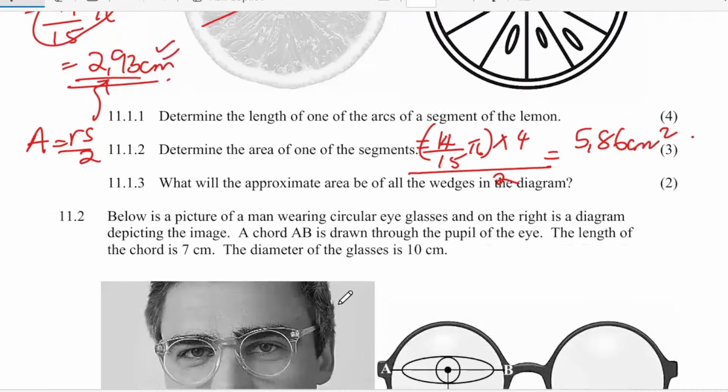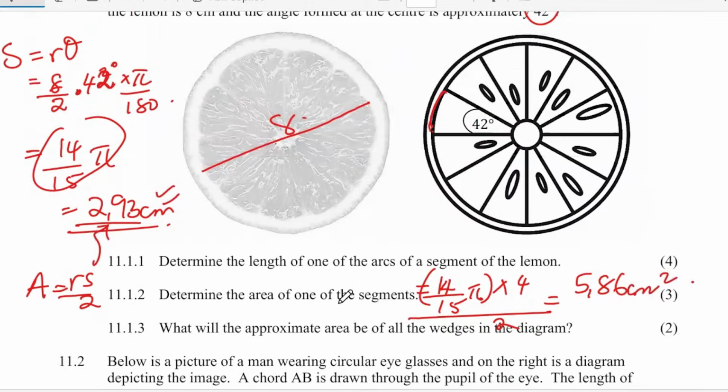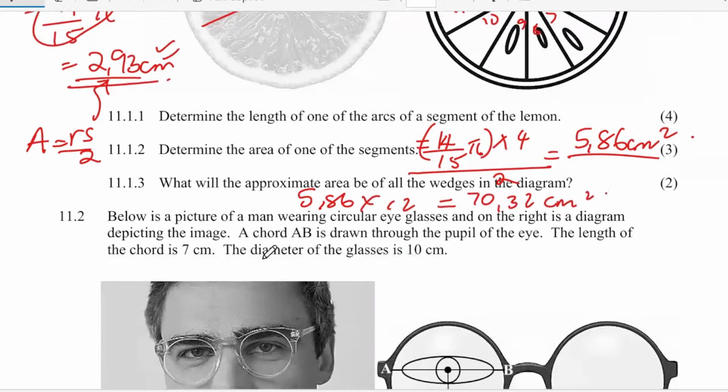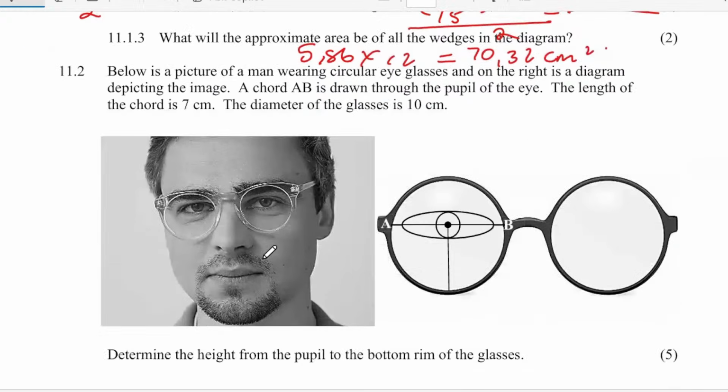And then 11.3, what will the approximate area be of all the wedges in the diagram? So how many wedges do we have? We have 1, 2, 3, 4, 5, 6, 7, 8, 9, 10, 11, 12. So the answer we got here, 5.86 multiplied by 12. And then that should give us a 17.32 centimeters squared.